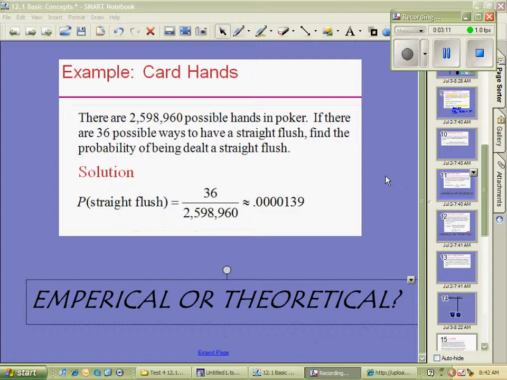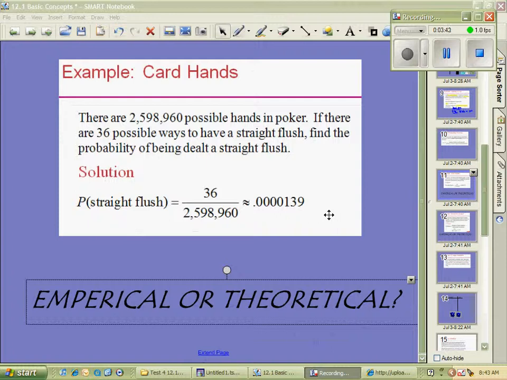So here we go. Card hands. There are 2,598,960 possible hands in poker. If there are 36 possible ways to get a straight flush, find the probability of being dealt a straight flush. Bam, there it is. Notice here that it's written as a decimal. A lot of times we want to write it as a decimal because it's going to help us later on when we find odds. But for now, we have a fraction and we convert it to a decimal. Just be prepared on the quiz to go either way.